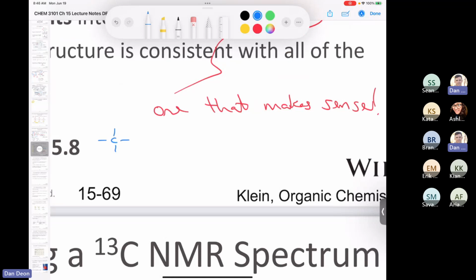So when it comes to making structures that make sense, remember that carbon always has 4 bonds. Okay, it can be 4 single bonds. It can be a double. It could be a triple bond and a single bond, right? You should know that oxygen always has 2 bonds and 2 lone pairs, like this.